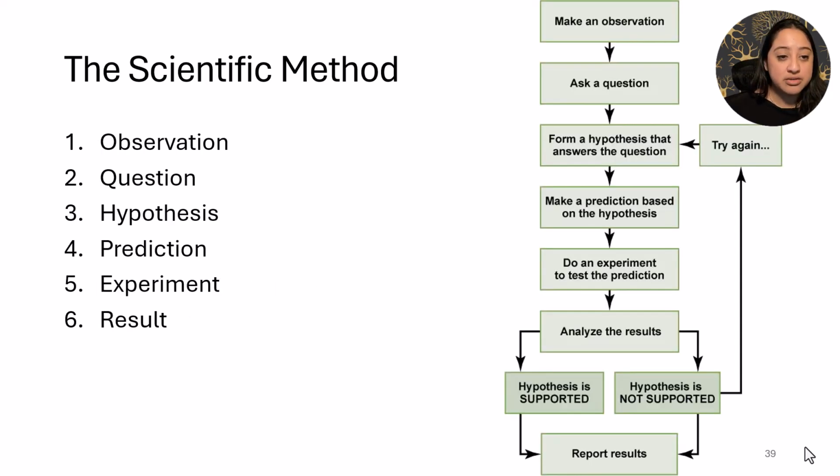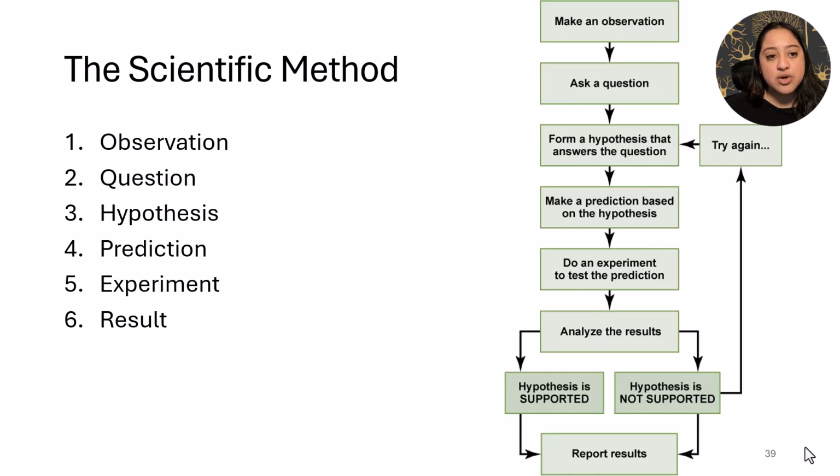Step 1, similarly, making an observation. You make an observation about something that happens. This leads you to ask a question. Why does this happen? What causes this? And then you form a hypothesis. So again, the basic same steps. You form a hypothesis that attempts to answer that question, and it can be right, it can be not supported.